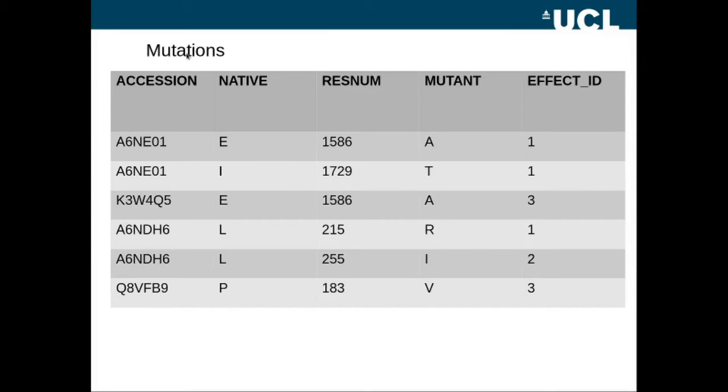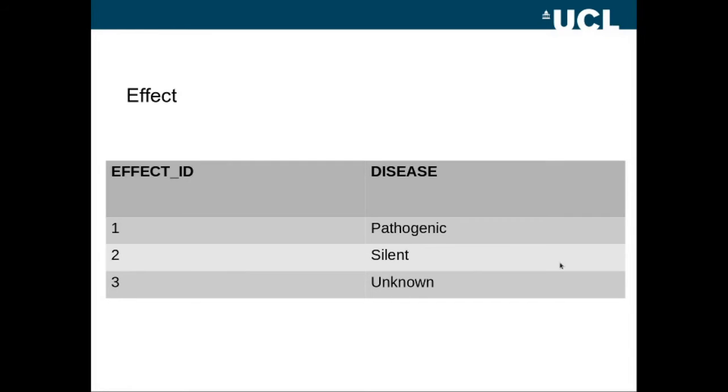So the mutations table has an accession code for a protein. It has the native amino acid, the residue number that's mutated, and the mutant amino acid. And then it has a link to the effects table to say what the effect of this mutation is. And the effects table looks like this. So an effect identifier and a disease status, a piece of text.